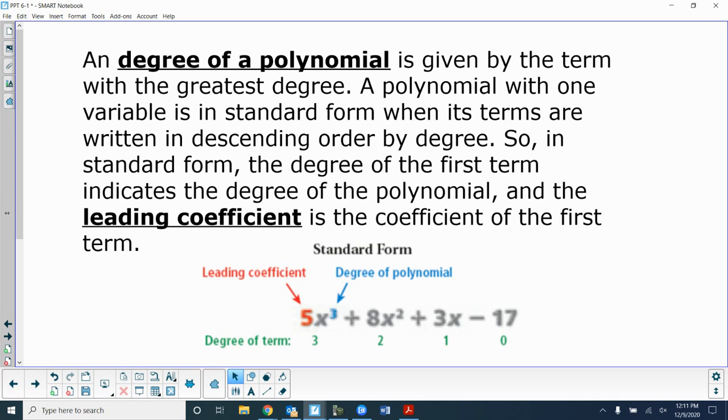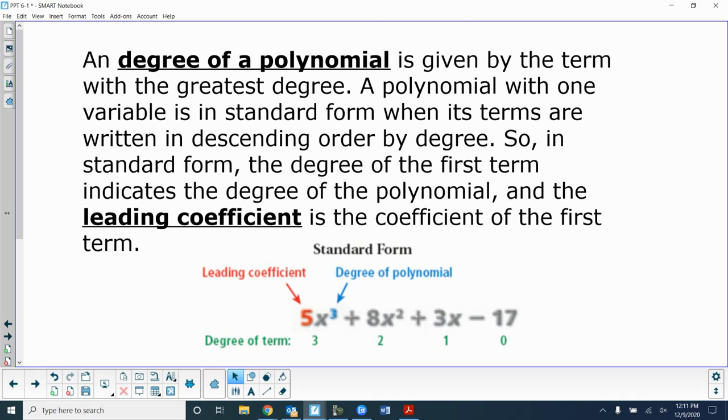You know, the green numbers there. We put it in order from largest degree to smallest. That's how we want to write our polynomials. Okay? The degree of the whole polynomial is the degree of that first term. So you don't add all these up from the other ones. The first term's degree is the degree of the whole thing. And then the leading coefficient is that first coefficient.